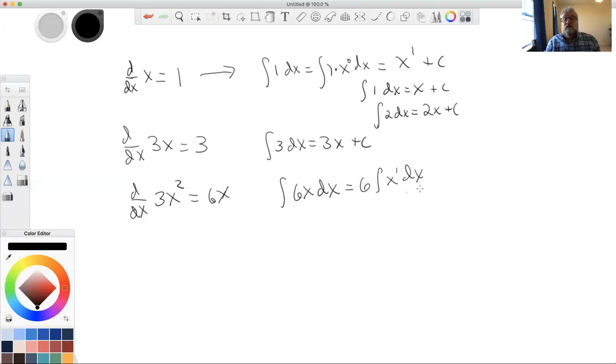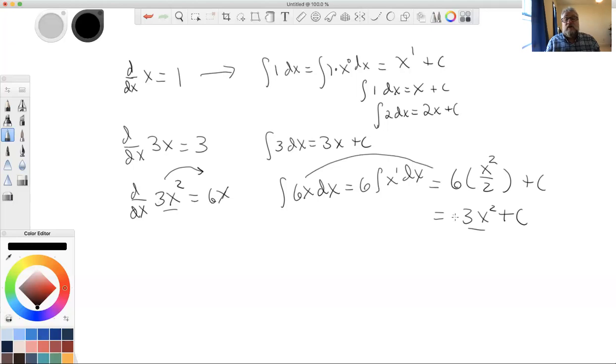So 6x, let's see. This is x to the first power, so that would be 6 times x to the 1 plus 1, which is 2, over 2. 6 over 2 is 3, so this will give us 3x squared plus c. Look at that. It's the same as that. We got back to where we were again. So this is taking the derivative, and what we did was the antiderivative to get back to 3x squared.